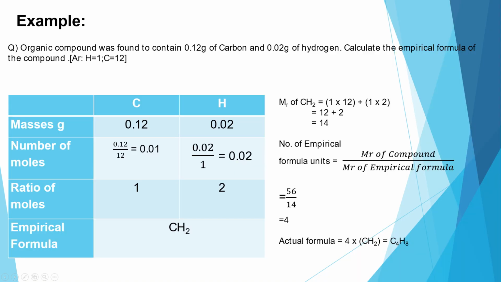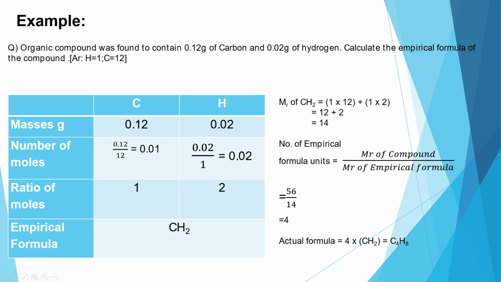In this example, the masses of hydrogen and carbon are given. First, we find the moles by dividing the given masses by their atomic masses. Then we find the mole ratio. Here, carbon has 1 mole and hydrogen has 2 moles, so the empirical formula is CH2.